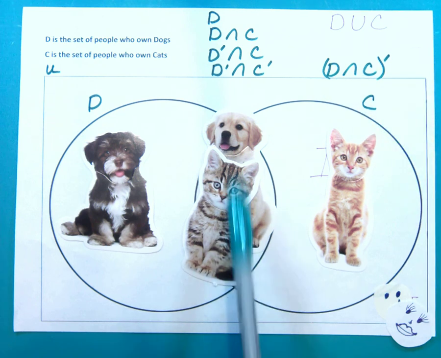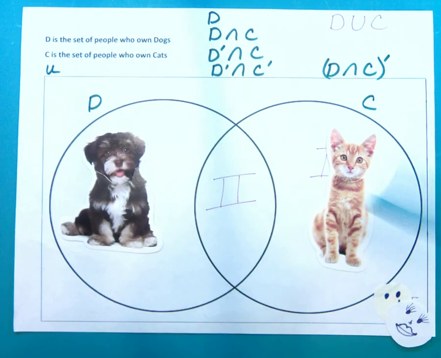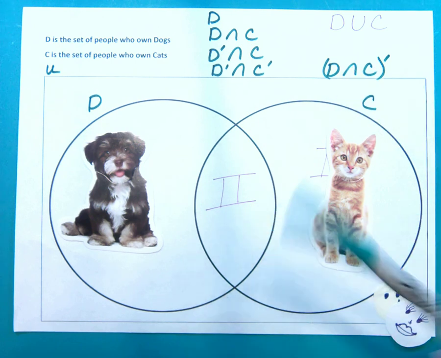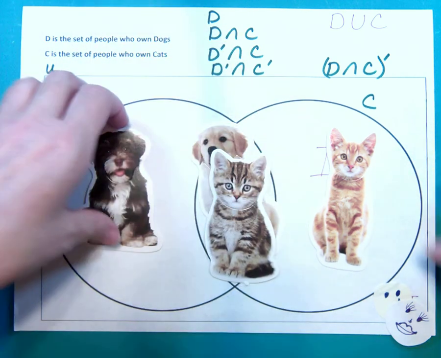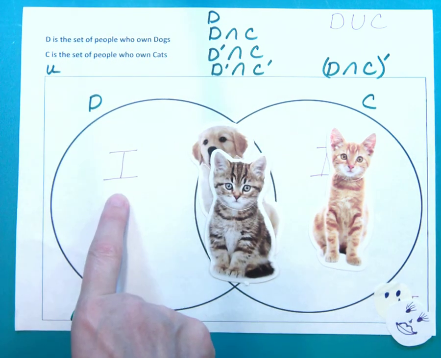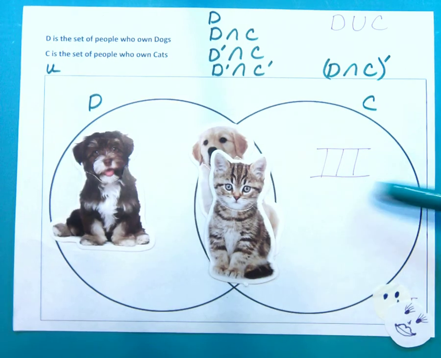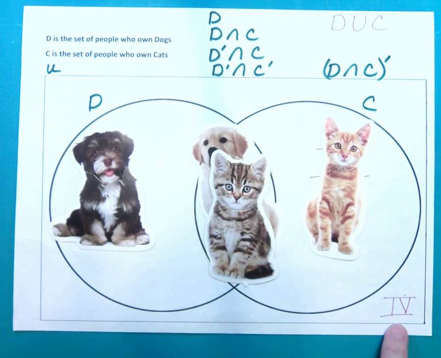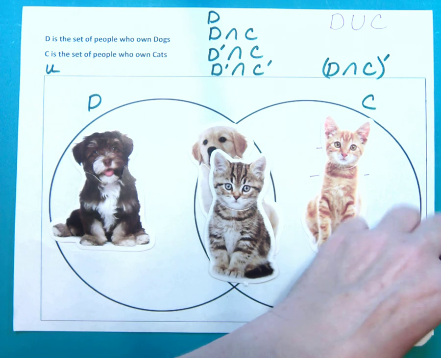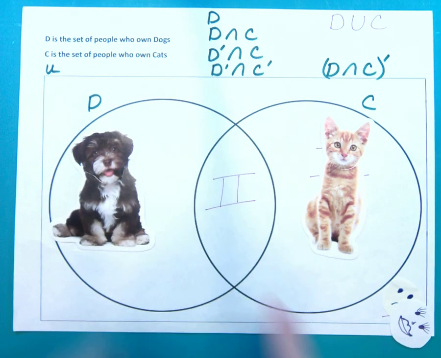Well, the people who have dogs and cats are going to be here in region 2. This complement symbol says I do not want this. So if I do not want those who have a dog and a cat, then I want these regions: the ones who only have a dog, which would be region 1, only have a cat, region 3, and the ones who do not have a dog or a cat. They also would not own both a dog and a cat.